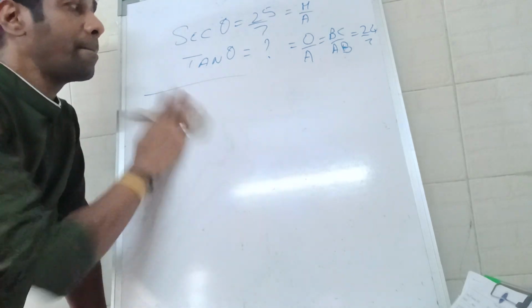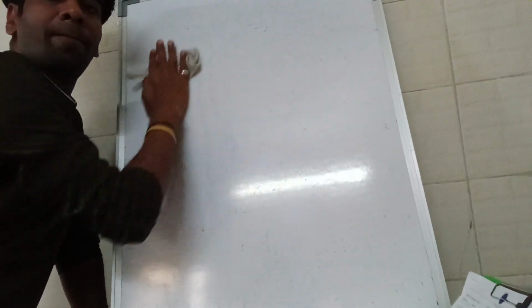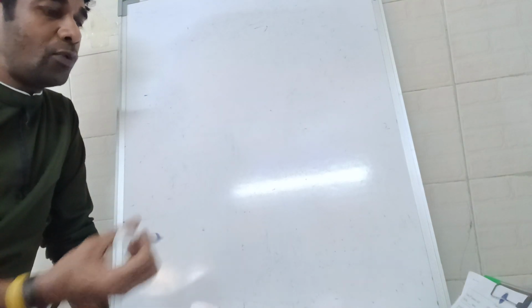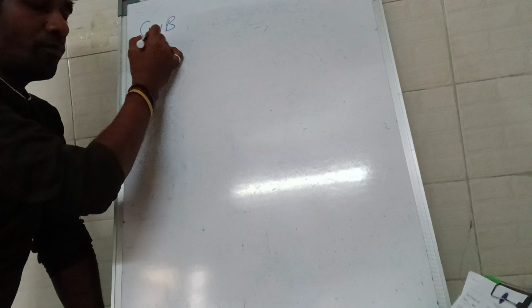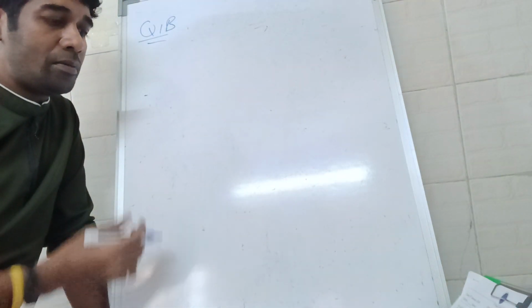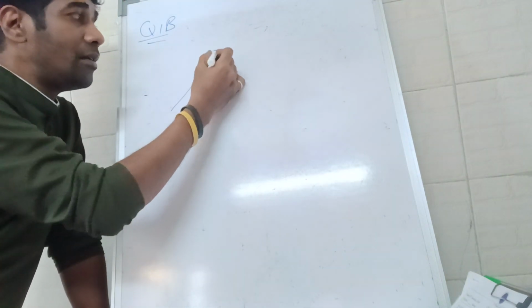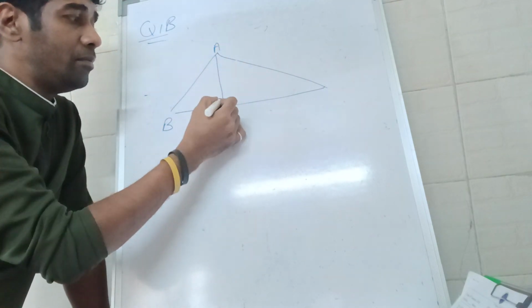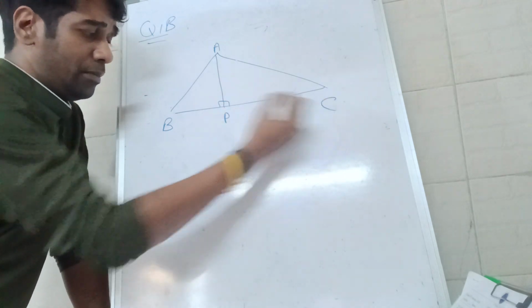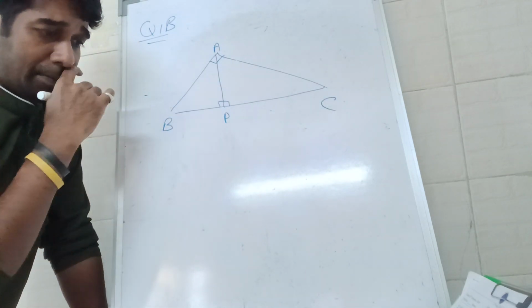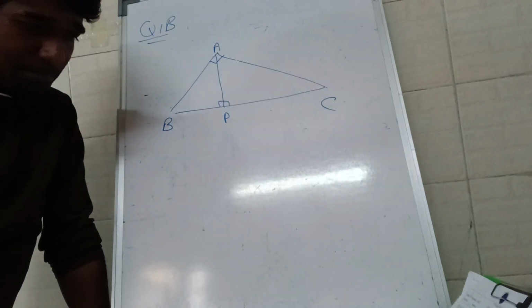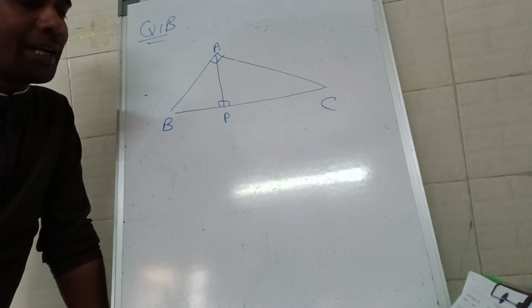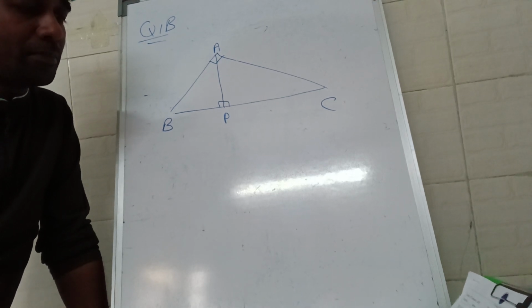Next sum. Question 1b. We have a triangle A, B, C. Here AP is perpendicular to BC and angle A is 90 degrees. We are supposed to write the names of the similar triangles and by which theorem they are similar.